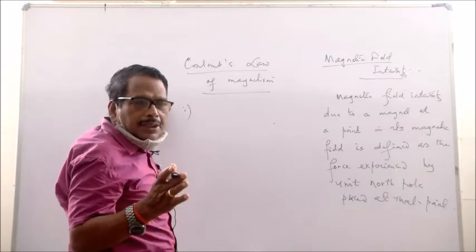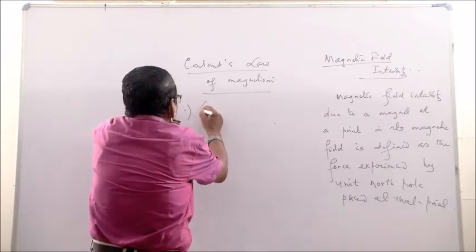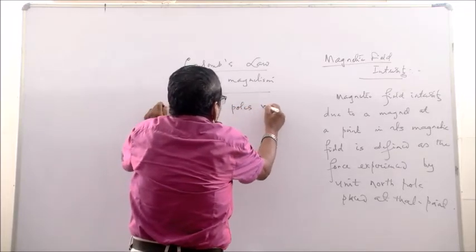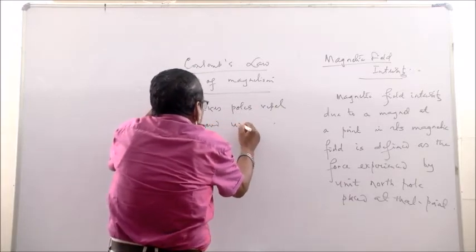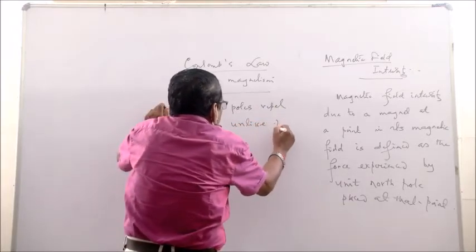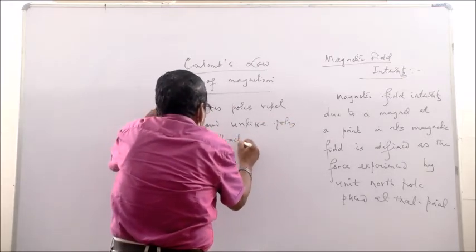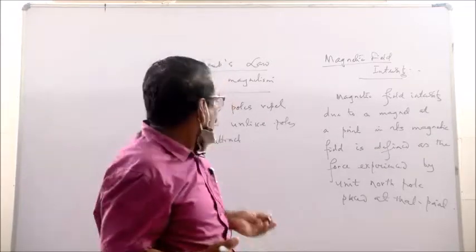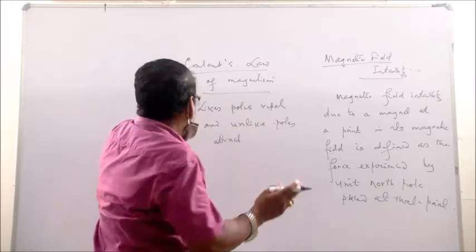In case of electrostatics, like charges repel, unlike charges attract. Similar, like poles repel and unlike poles attract. Like poles means what? Two north poles or two south poles. Unlike poles means north pole and south pole. So, like poles repel and unlike poles attract.